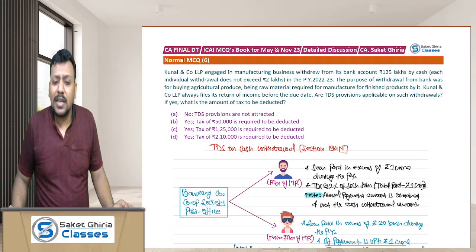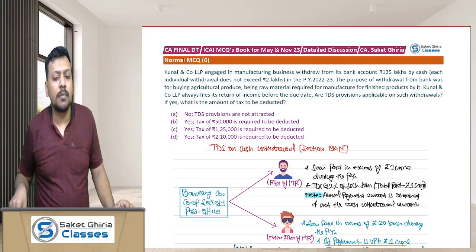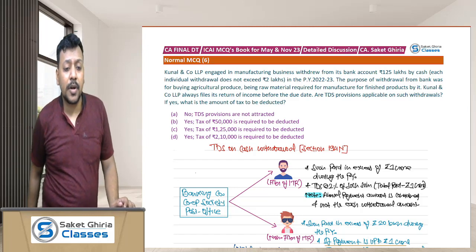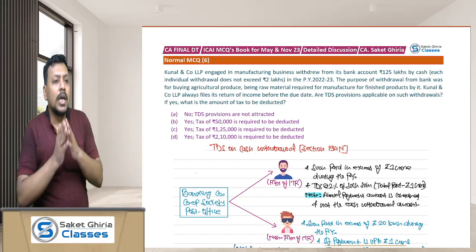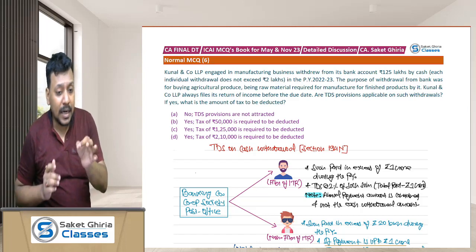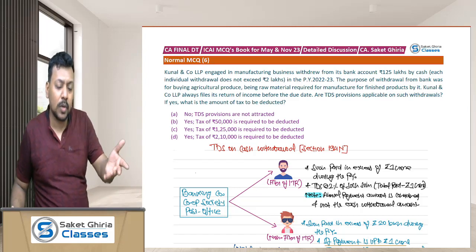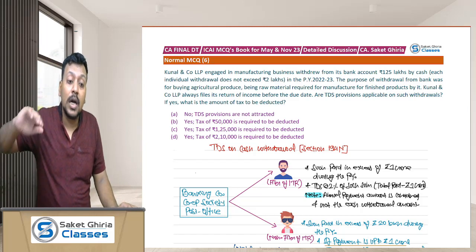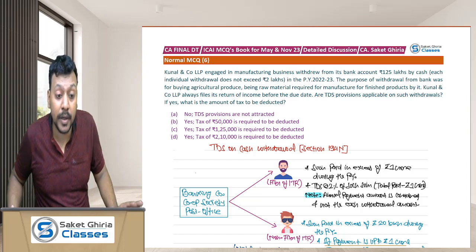Okay. Kunal and Company LLP, engaged in manufacturing business, withdraws rupees 125 lakh from its bank account by cash. Dear friends, if you are withdrawing money from the bank, then section 194N is applicable, which provides that if you are a regular filer of ITR and the amount that you are withdrawing is up to rupees 1 crore, then okay. But if you are withdrawing more than rupees 1 crore, then on the portion above rupees 1 crore, 2% TDS is required to be made.